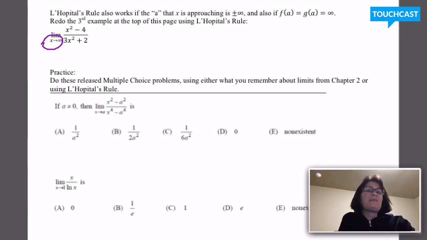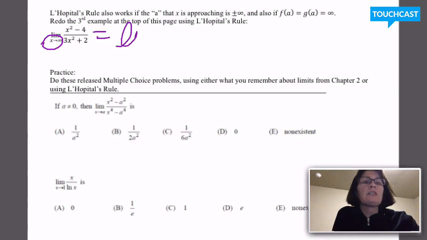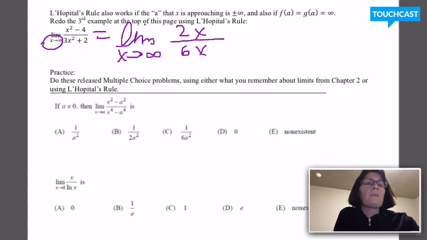So the limit as x approaches infinity of x squared minus 4 over 3x squared plus 2. If I plug in infinity, then I get infinity over infinity, which is a problem. So take the derivative of the numerator and denominator. This is going to be the same as the limit as x goes to infinity of 2x over 6x. Now I can imagine plugging in infinity. I still get infinity over infinity. Let's take the next derivative.